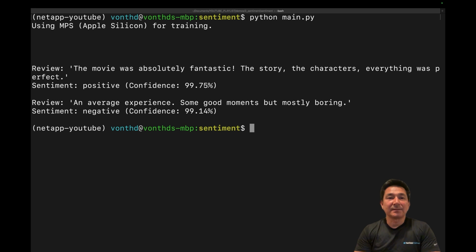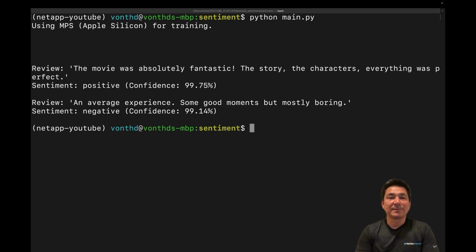So the top sentence, you can see here, the movie was absolutely fantastic. The story, the characters, everything was perfect. You can see that we have a positive sentiment with a confidence of 99.75%. The next sentence says, an average experience. Some good moments, but mostly boring. And here you can see the sentence was classified with a negative sentiment, with a confidence score of 99.14%.